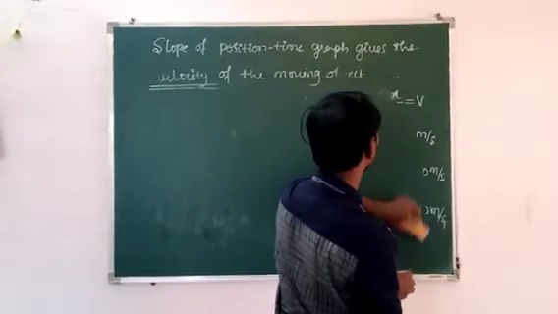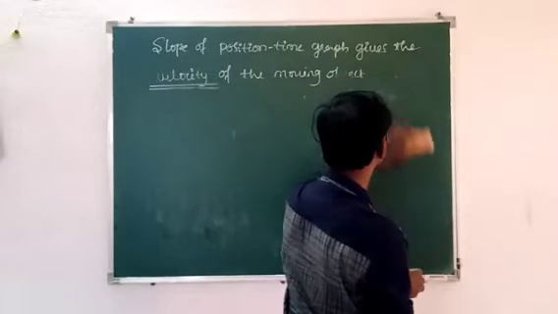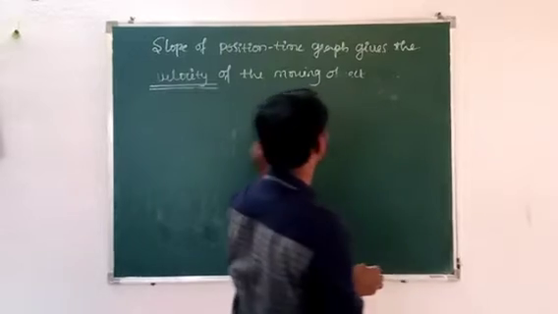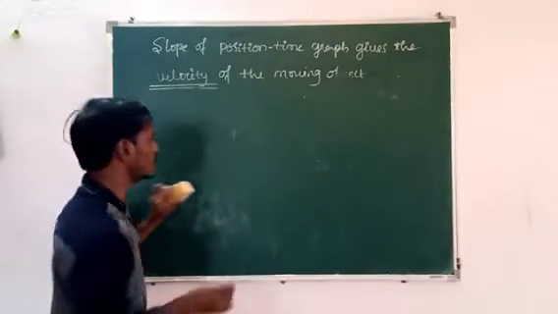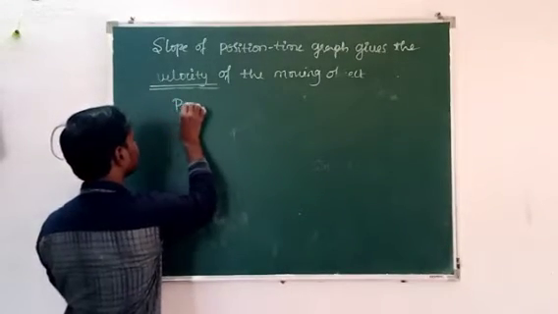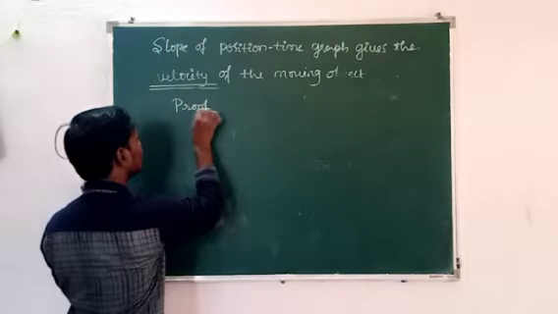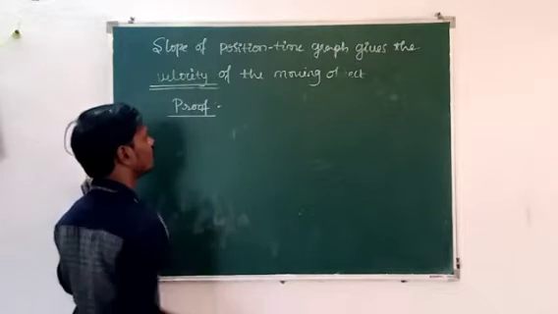Then we are going to prove this one. The slope of the position versus time graph gives the velocity of the object. Proof. Previously we discussed an example. Now we are going to prove that one.